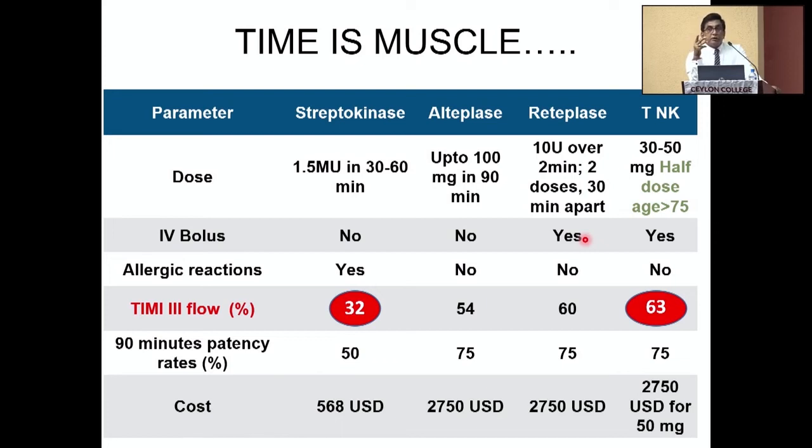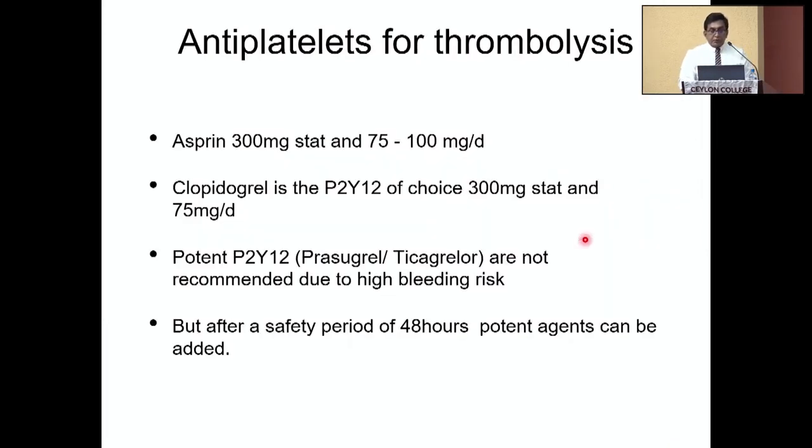TIMI 2 flow is also reasonable. But with TNK, you get about 60% TIMI 3 flow, and TIMI 2 to 3 about 80%. So that is quite a good response. Fortunately, we have TNK at the moment. At most hospitals, they use TNK now.